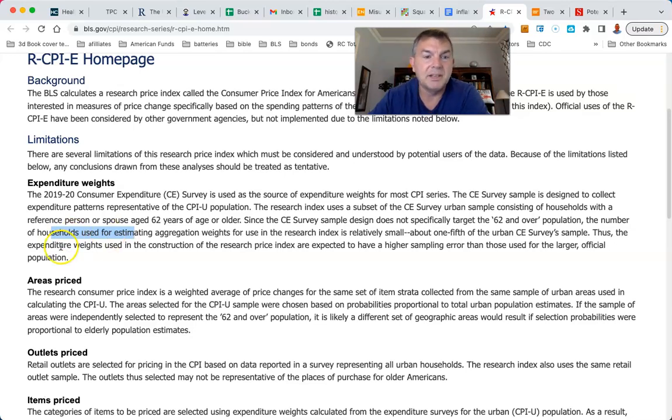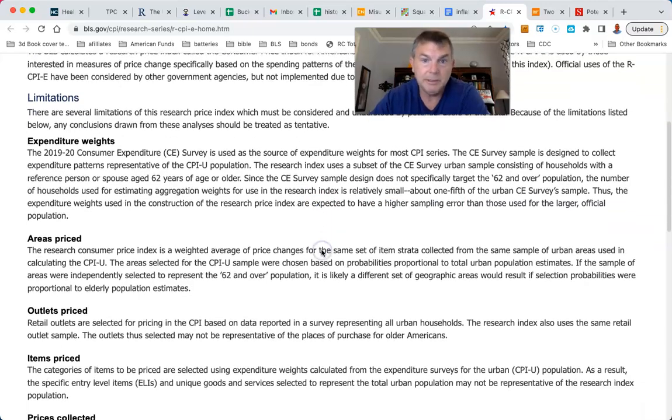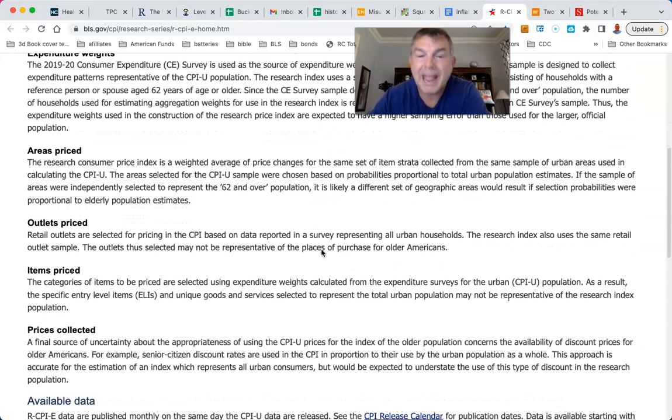Anyway, the point is that expenditure weights used in the construction could have a higher sampling error than those used for the larger CPI-U. Anytime you have a smaller N, a smaller sample size, you're going to have a higher potential for sampling error. I get that, and I think it's reasonable, but it shouldn't dissuade you from using CPI-E. I'll share with you why in a second.